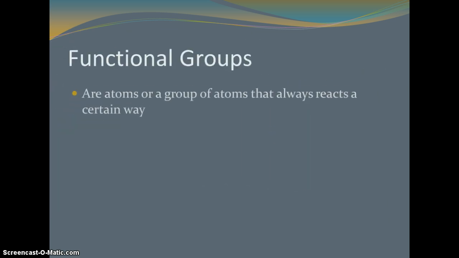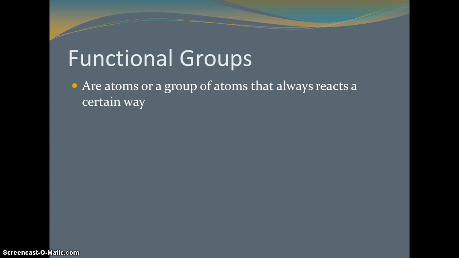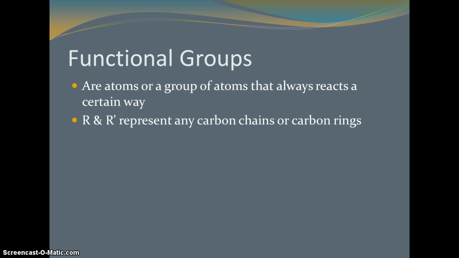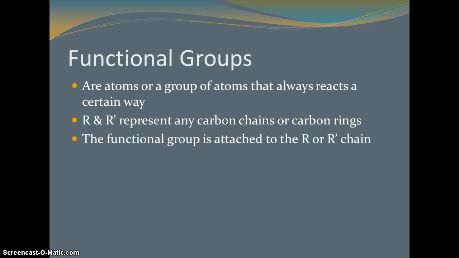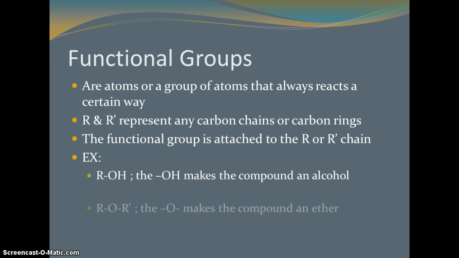Now your functional groups are going to be atoms or a group of atoms that always react in a certain way. And you're going to have R and R prime representing any carbon chains or carbon rings hanging on that functional group. The functional group is going to be attached to the R or the R prime chain. For example, if you have R with an OH, that OH group is making it an alcohol. So if you had CH3OH, that would be methanol because there's 1 carbon.